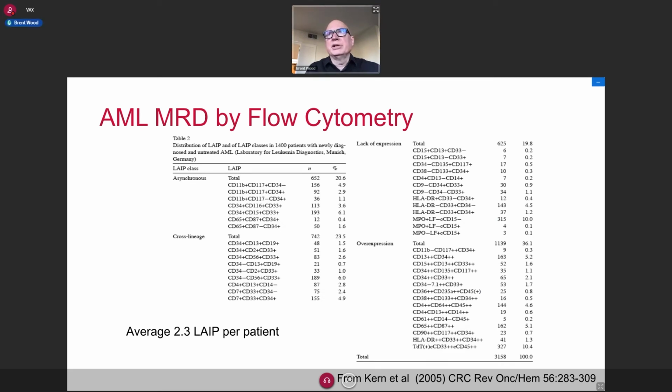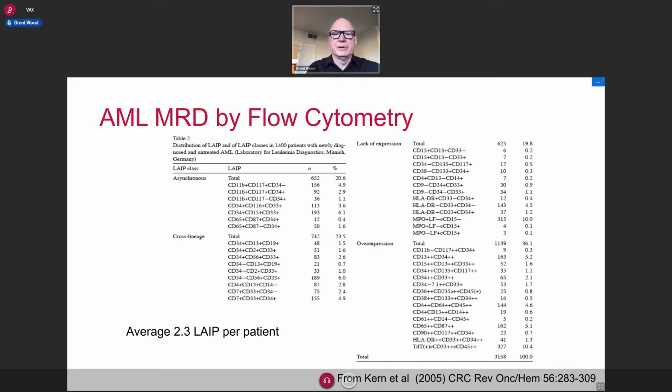But similar to what we did in B-ALL, we need to understand what is commonly abnormal in AML. And so surveys have been done of large numbers of antigens, in this case 1,400 patients with AML from the group in Germany, and cataloging the different kinds of abnormalities that are seen, which are of a much more complex nature, just because of the complexity of the populations we're dealing with.